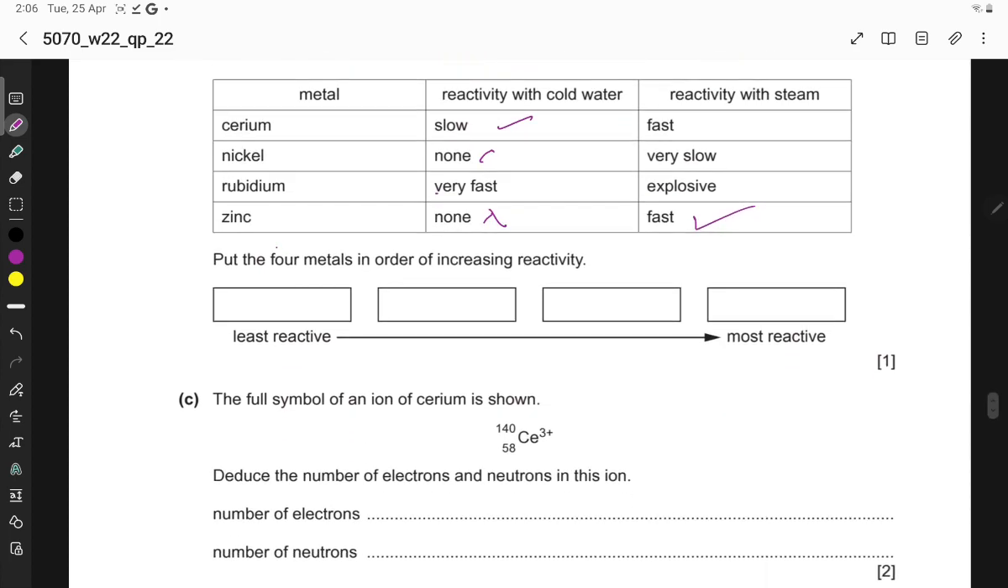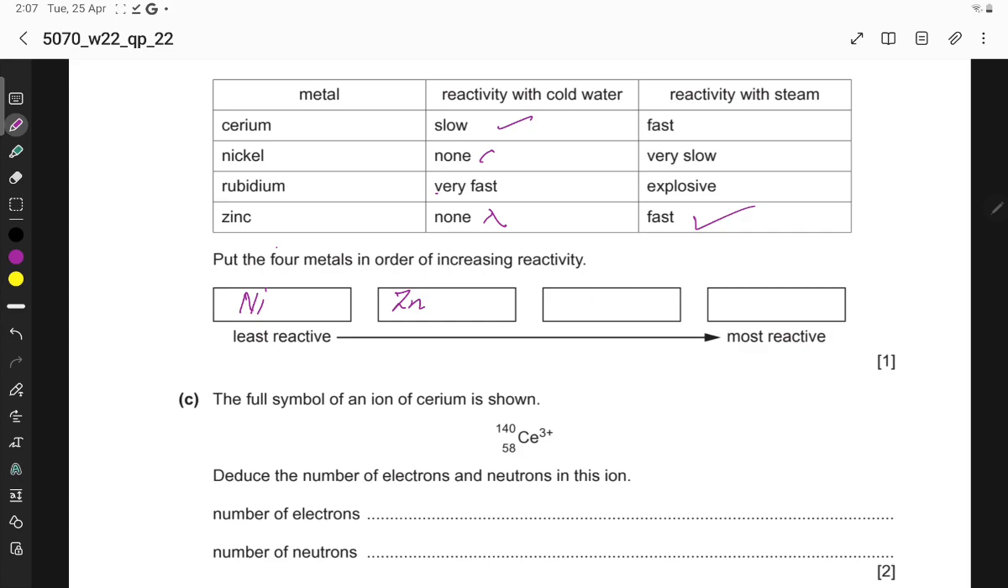So we can arrange the metals in the order of increasing activity, least reactive to most reactive. First comes nickel, because nickel has a slow reaction with steam but no reaction with cold water. So nickel is least reactive. Then zinc, no reaction with cold water but a fast reaction with steam. And afterwards rubidium, which has a very fast reaction with cold water but is very explosive with steam.